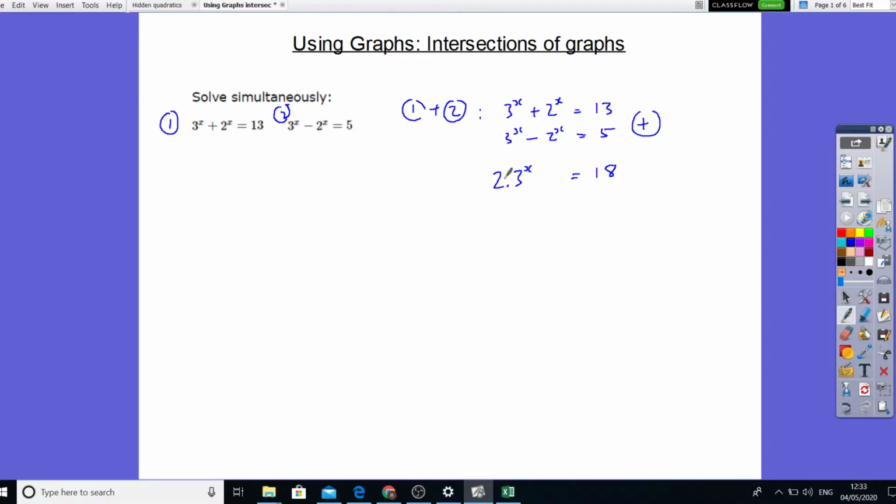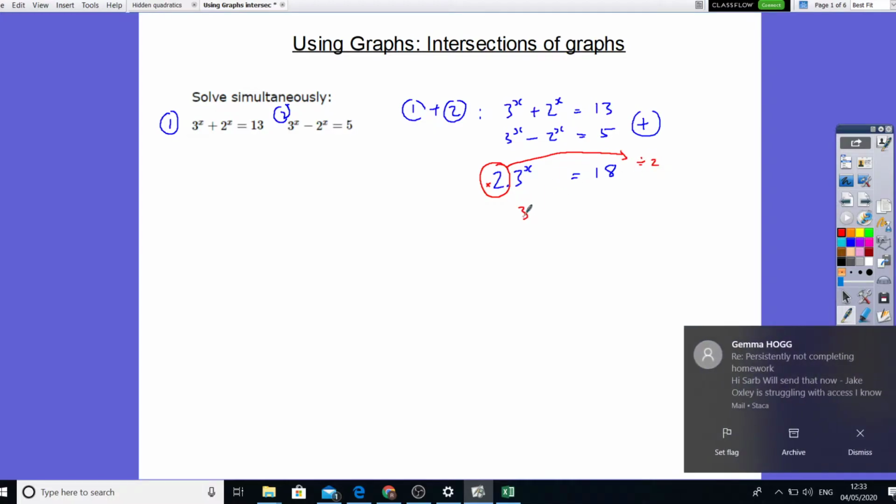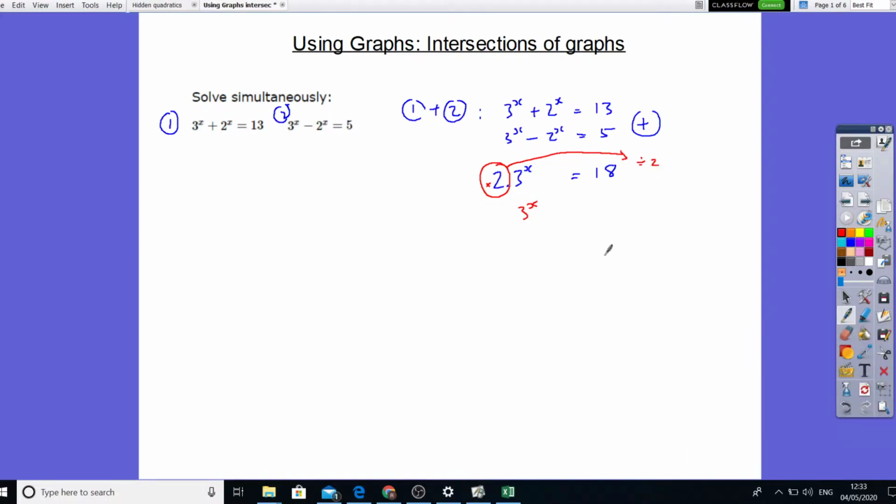Now I've got two lots of 3^x, so I'm timesing this by 2. This dot means times. If I take it to the other side, times becomes divided by 2, so I end up with 3^x equals 9. And 9 I can put in terms of 3 squared, so 3^x equals 3^2. As the base is the same, the powers must be the same. Therefore, x is equal to 2.